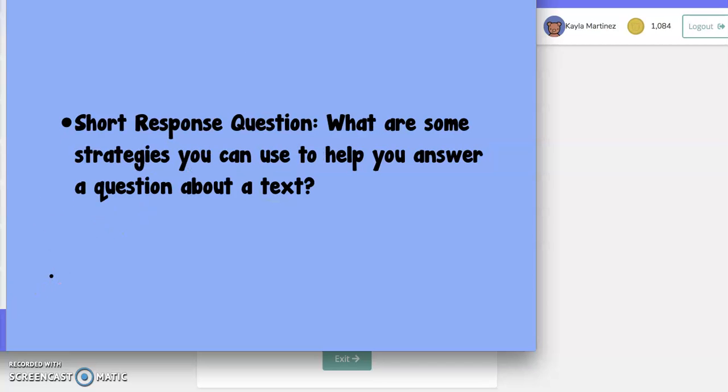And here is your short response question that I want you to answer. I want you to tell me, what are some strategies that you can use to help you answer a question about a text? What could you do? Could you go back? Could you look at this? Could you underline? What could you do to help you figure out the main idea or just in general about the text?